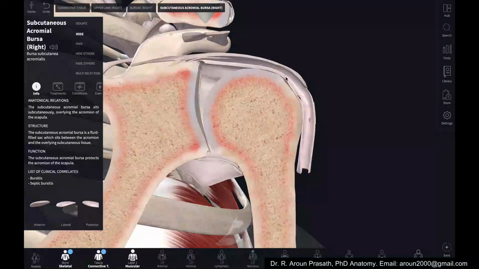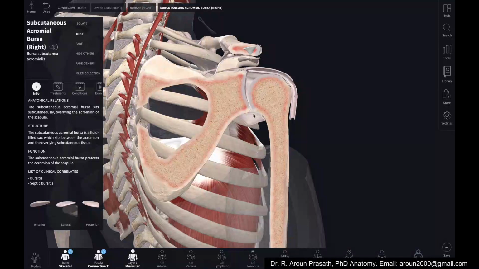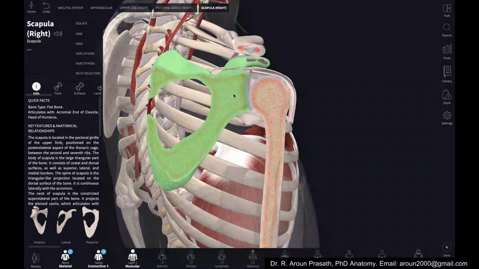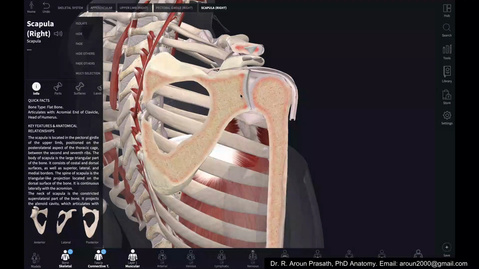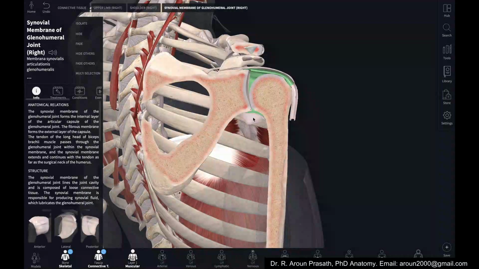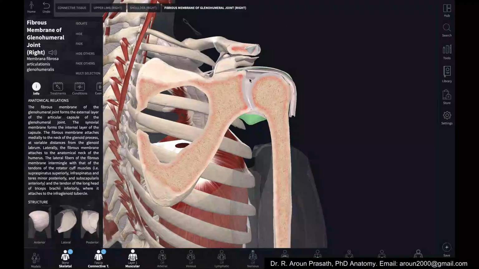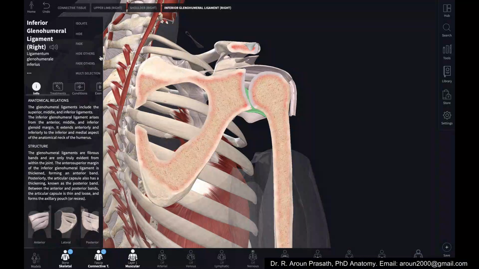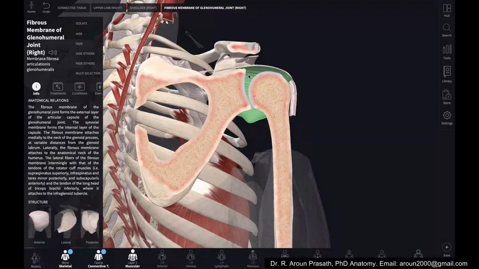now what you see here is a cut section. I have cut the head of the humerus and the scapula in sort of a frontal plane. Observe this. This is a joint capsule, and this is a synovial membrane. I will remove the synovial membrane, and this is the inferior glenohumeral ligament. I will remove that. Now you see this is a joint capsule. The capsule should be covering the whole articulating surface, so it is covering.